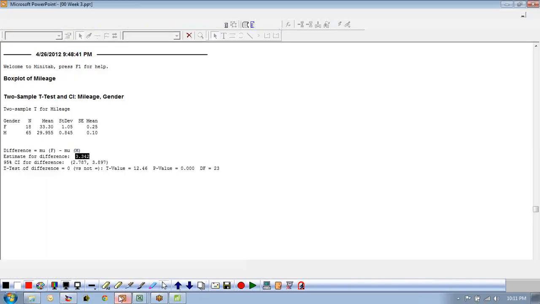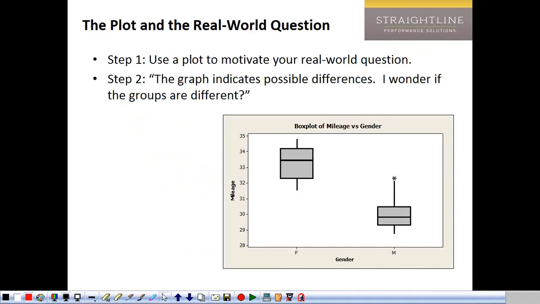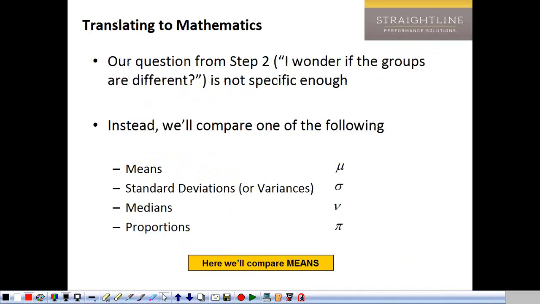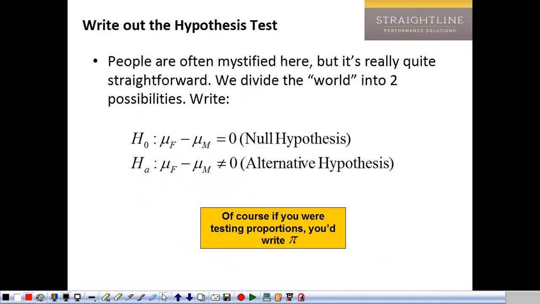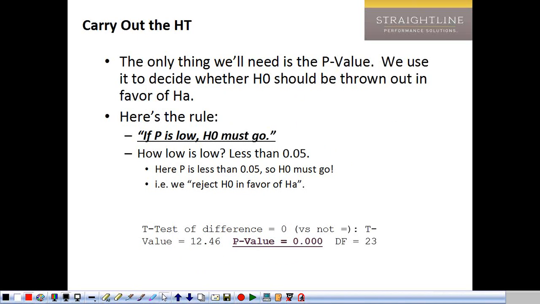Okay. Hopefully, and by the way, all of this is simply given in the book, as well as our null and alternative hypotheses and the Minitab results. Okay?